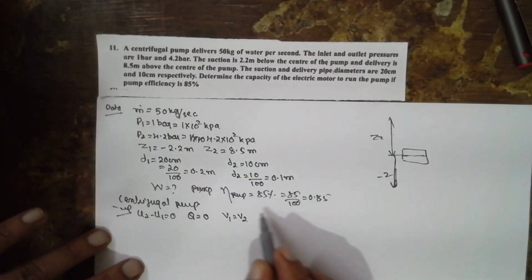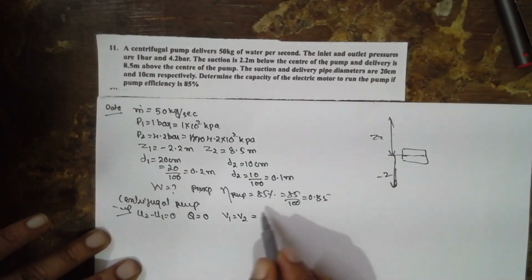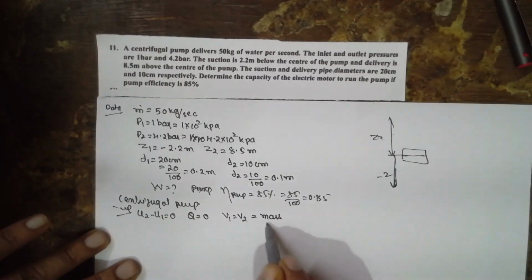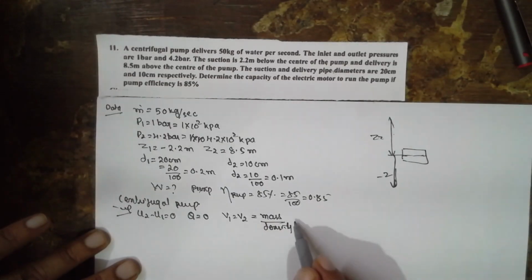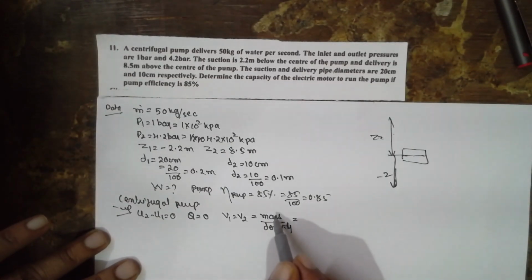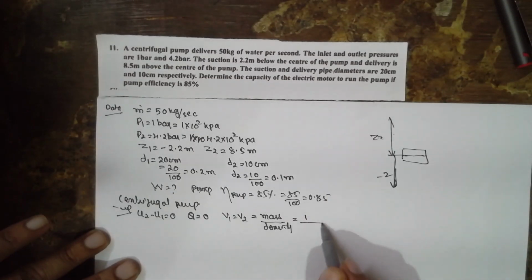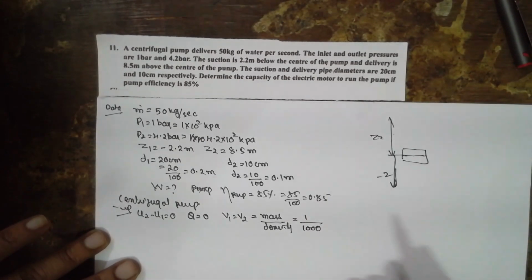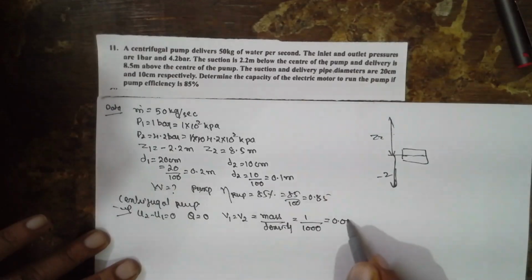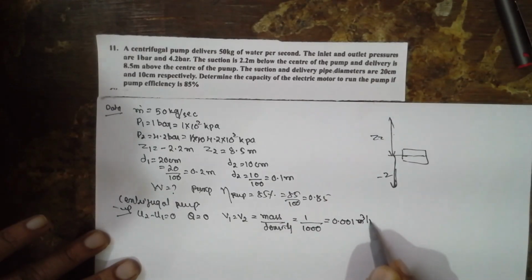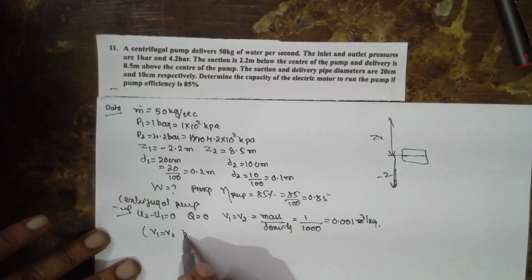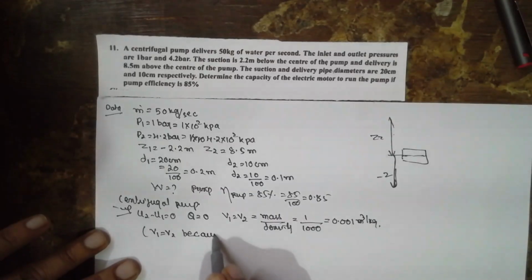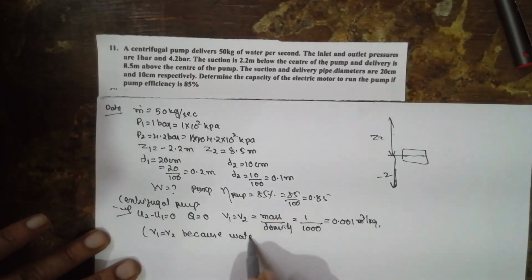We know that volume is nothing but mass by density. Here, the mass we consider as 1 and the density of the water we consider as 1000. Then the volume becomes 0.001 meter cube per kg. Now here V1 is equal to V2 because water is incompressible.